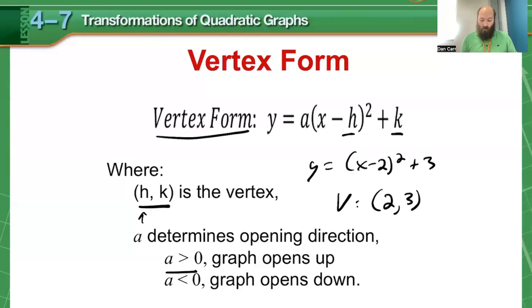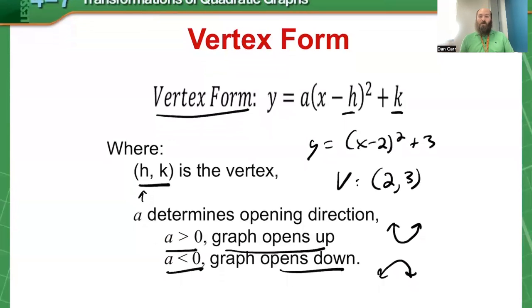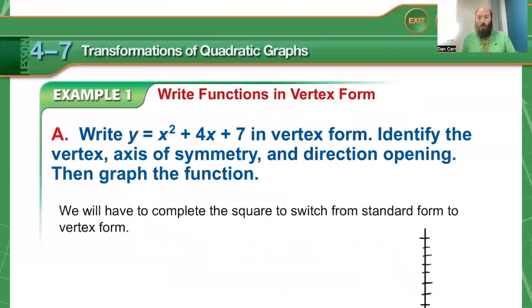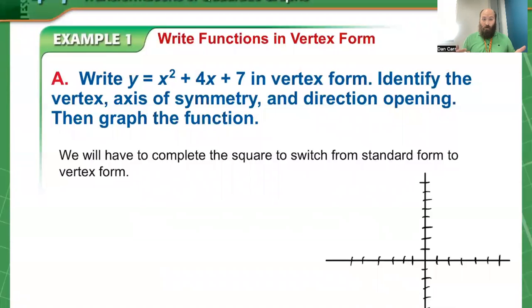If a is a positive number, the graph opens up, so it looks like this. And if a is less than 0 or negative, it opens down, so it would look like this. So those transformations are going to help when we analyze, for example, right here. Before we can describe what's happening, we want to first turn this into vertex form. Then we'll be able to identify the vertex, the axis of symmetry, and the direction of opening.